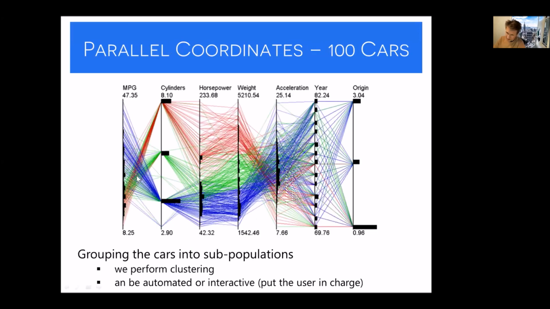So another problem with parallel coordinates is when you look at these plots, there are many ways you can order those axes. Why do you want to show miles per gallon next to cylinders, next to horsepower, next to weight, next to acceleration, next to yield, next to origin? Why not show the weight next to miles per gallon?